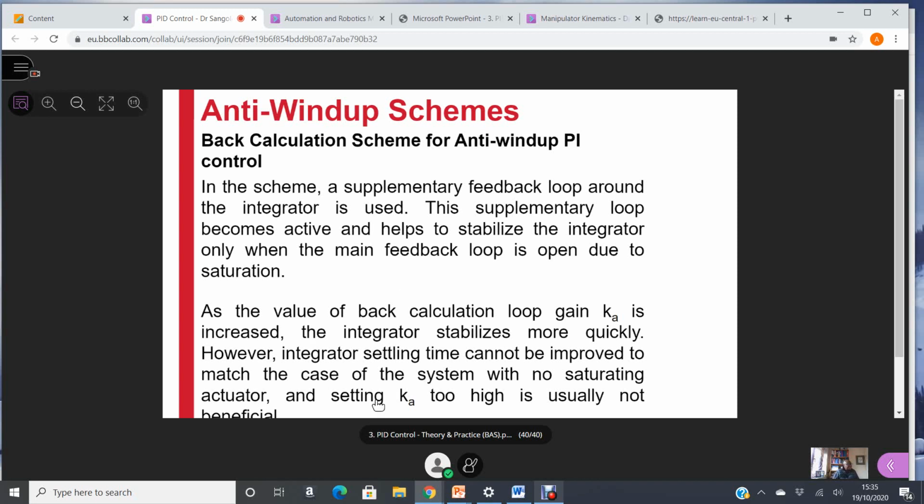And the point of the Ka is that we set it so that we can improve the match with the case of no saturating actuator. So if you designed or tuned the PI controller as though there was no actuator saturation, then when you allow for actuator saturation by changing your Ka value, you can get a system that behaves similar to the system with no saturating actuator. But you have to again be careful that you do not make Ka too high.